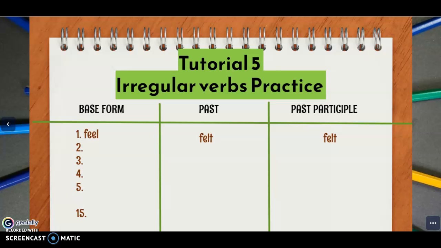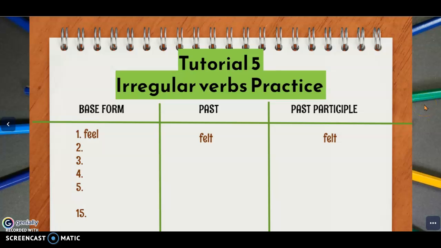Today we're going to practice irregular verbs. Take out your notebook, write the title, and copy this chart. Also, please leave space for numbers 1 to 15 because we're going to play a game together and you're going to write the base form of the verb, the past form, and the past participle. This is just an example. Okay, that's what you're going to do today.